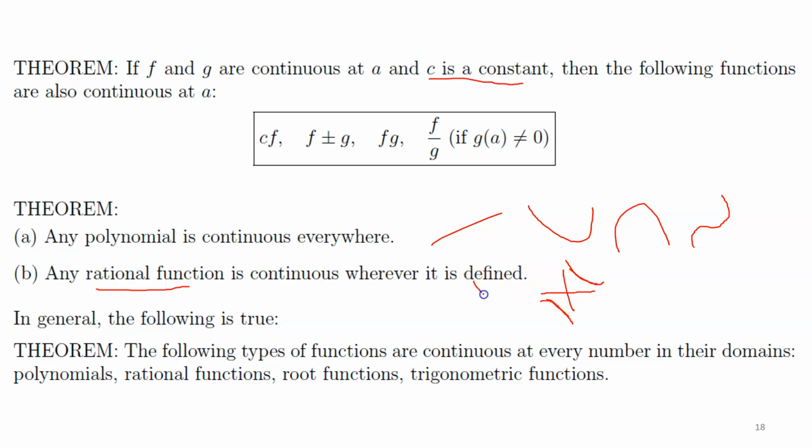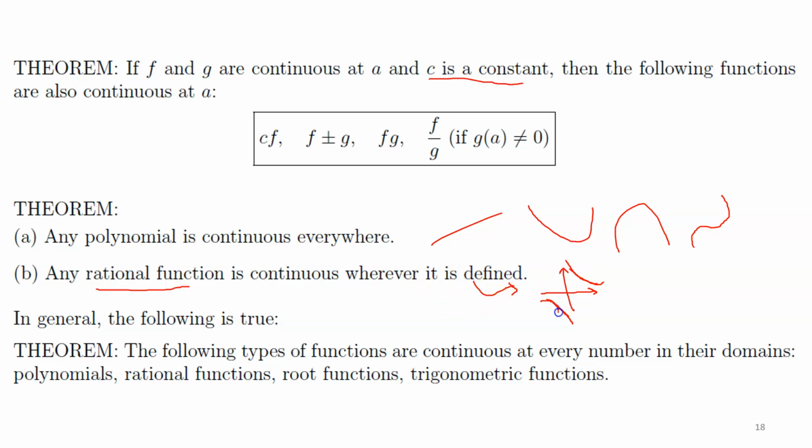So itu maksud dia, wherever it is defined. Okay, in general, but for the polynomial like this, it is everywhere. Dekat sini pun continuous, dekat sini pun continuous, everywhere. But for a rational function, when you have a graph macam butterfly, okay, macam ni kan, satu dekat bawah, satu dekat atas, so it is continuous wherever it is defined.